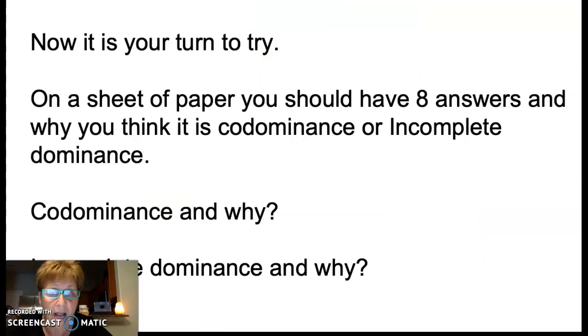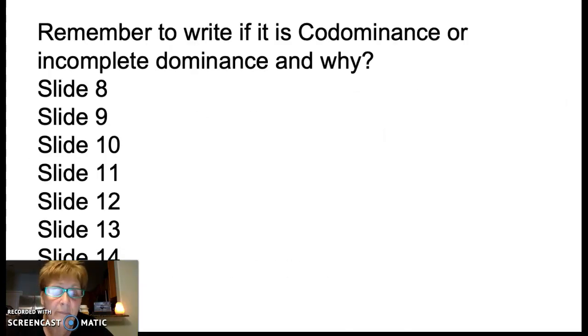Now it's your turn to try. On a sheet of paper, you should have 8 answers and why you think it is codominance or incomplete dominance. Codominance and why, question mark, and incomplete dominance and why. So what do you see? That's what I'm looking for, the why. So this might be your paper.